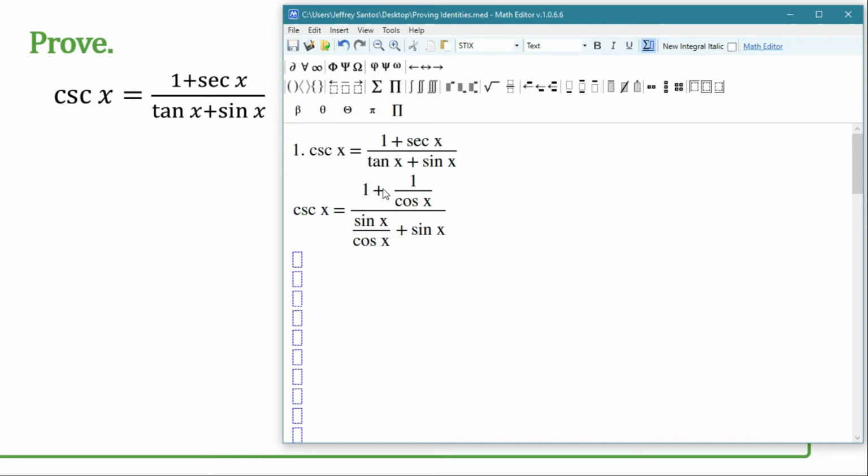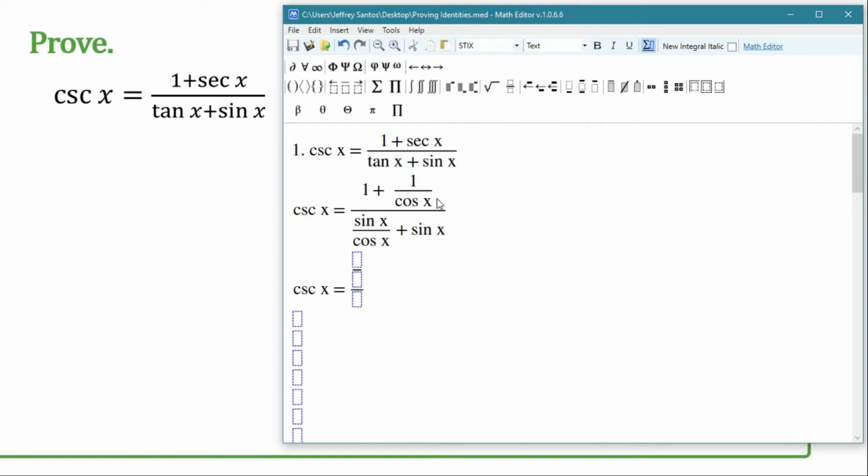Since we are dealing with whole numbers and fractions here, what we're going to do is just to combine them. We apply some algebraic processes. So for us to combine 1 plus 1 over cosine, we multiply this part by cosine of x, making this equivalent to cosecant of x equals, that's going to be cosine of x times 1, that is cosine.